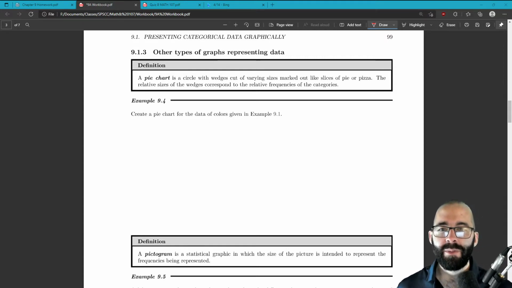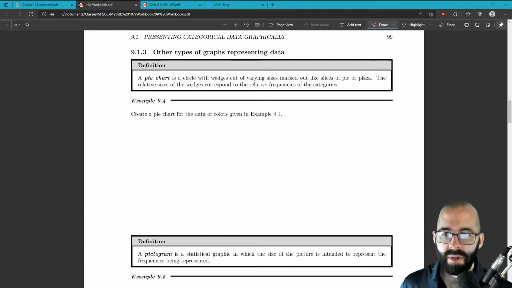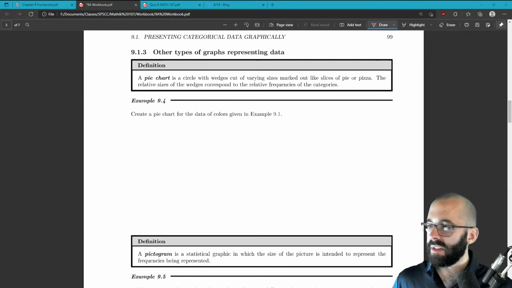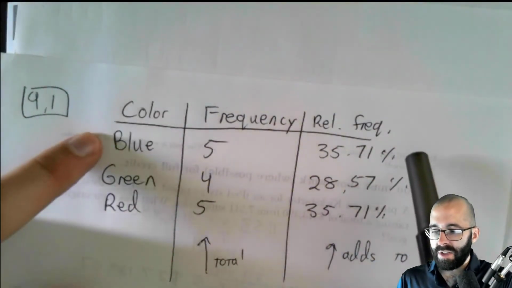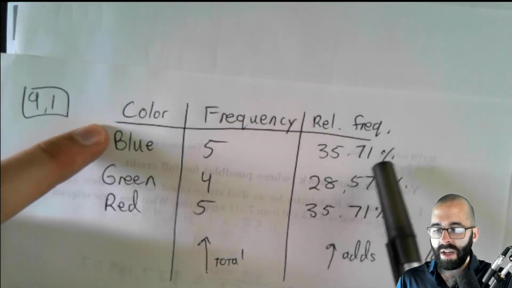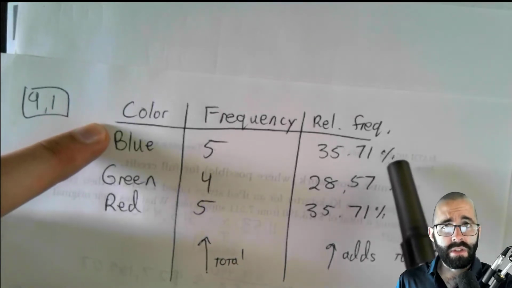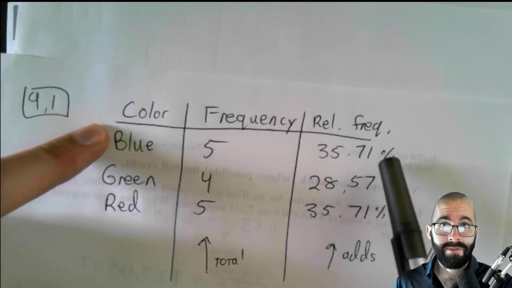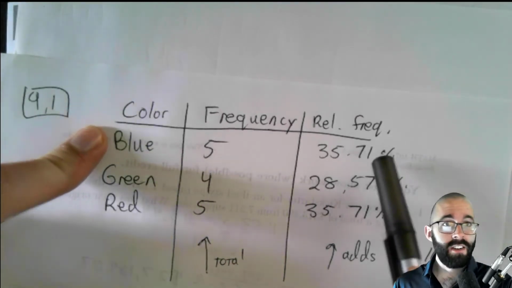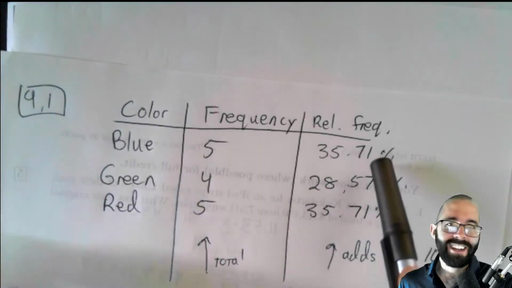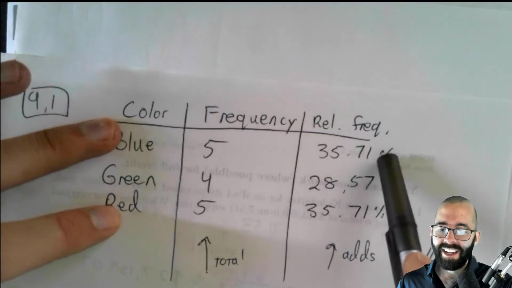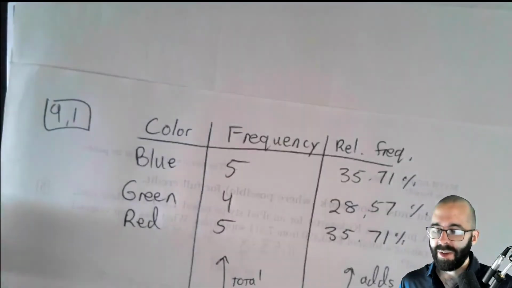Okay, so we're gonna make a pie chart for the data that we've been using in the previous video, okay? So again, let's pull up our relative frequency. So we're gonna make a pie chart with blue will be precisely 35.71% of the circle. You got to get out your protractor. You got to measure your angles and your compass. No, we're going to estimate. Just do as best you can. It doesn't have to be exact. You can also use a computer for these.